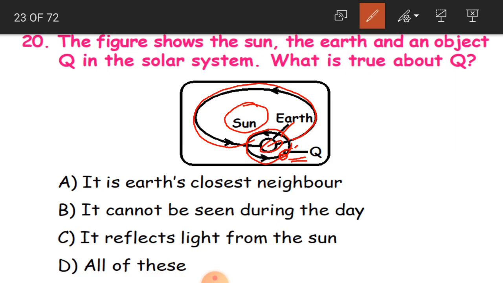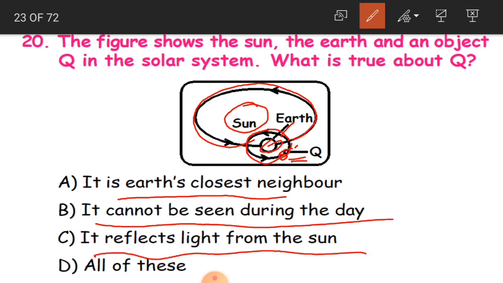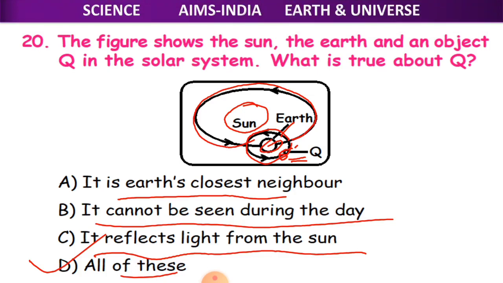It is earth's closest neighbor. It cannot be seen during the day. It reflects light from the sun. All of these. So D is the correct option. So it is Earth's closest neighbor, and it cannot be seen during the day. We are talking about the moon here. And it reflects light from the sun because the moon does not have its own light. So all of this is the correct answer.